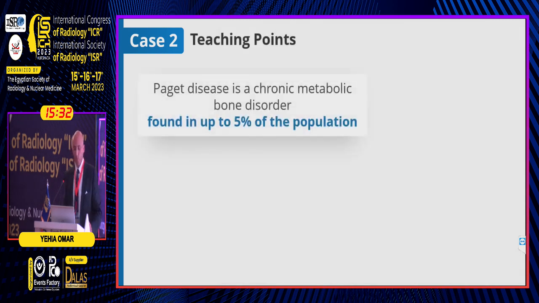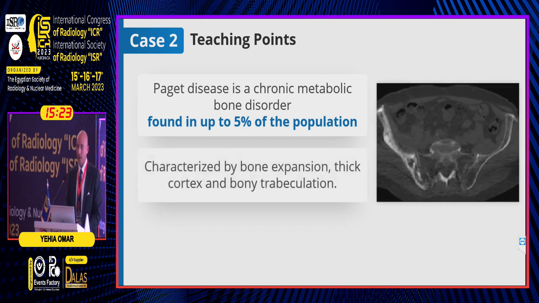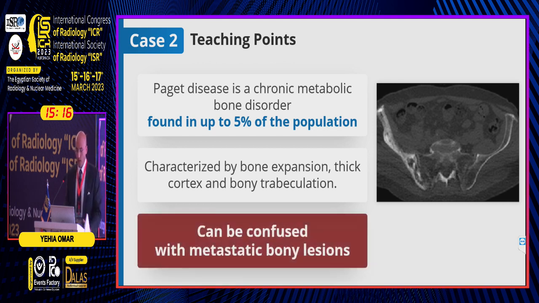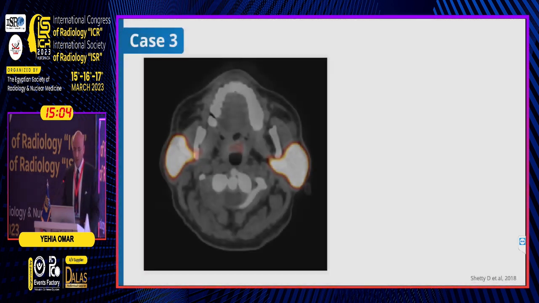So the teaching points here that Paget disease is a chronic metabolic bone disorder that can be found in up to 5% of the population. It is characterized by bony expansion, thick cortex, and bony trabeculation. And it's important not to confuse that with metastatic bony deposits. Now let's move to another case. Do you know what that is?